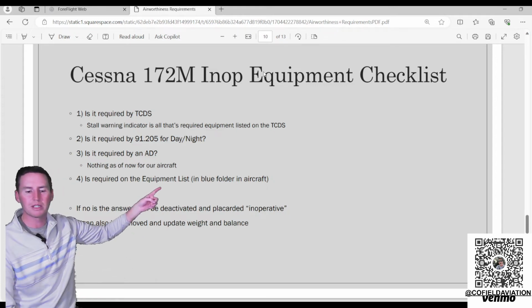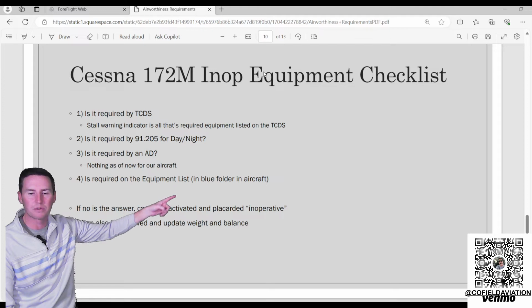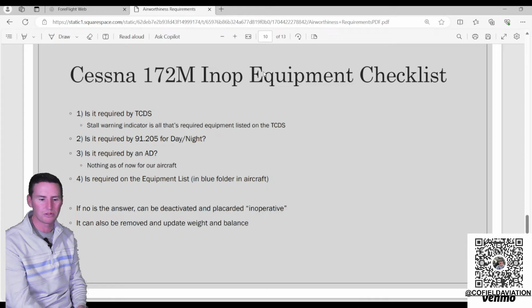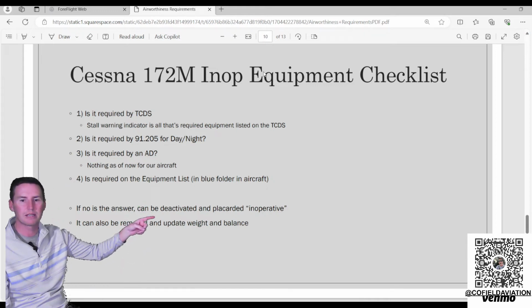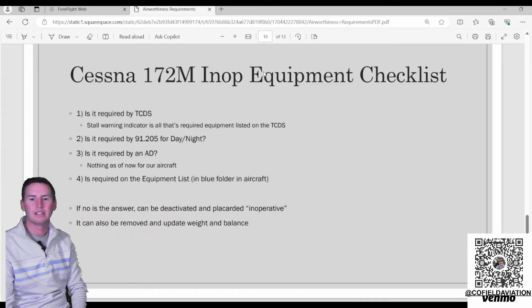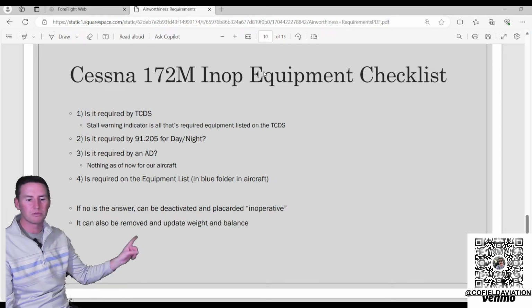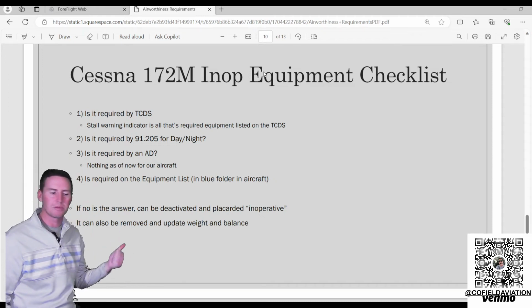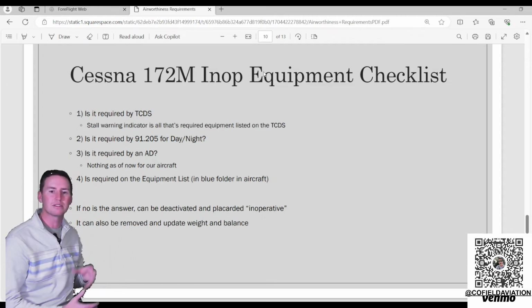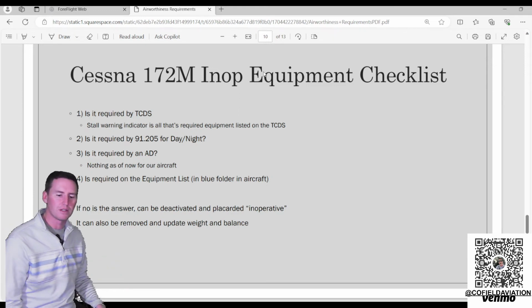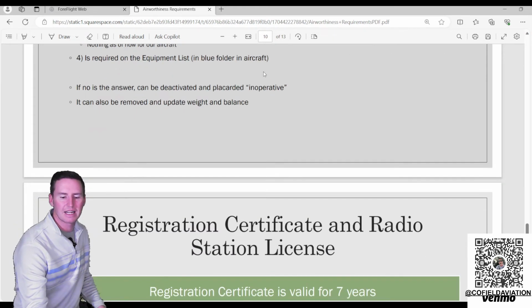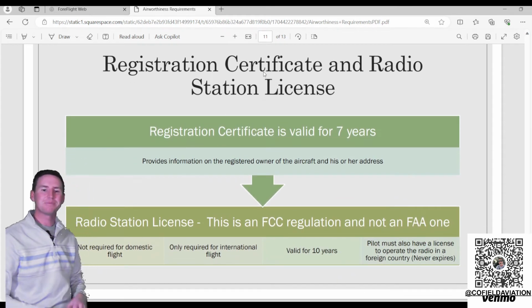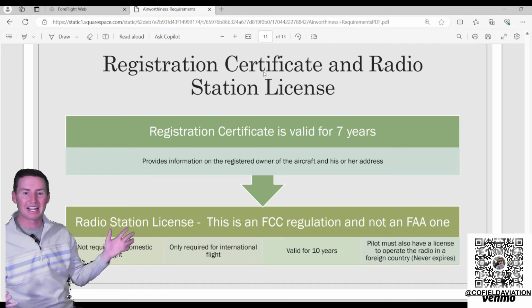Is it required on the equipment list? That is in the blue folder in our aircraft specifically. It's also on the website that I just showed you. If the answer is no, then it can be deactivated and placarded inoperative. It can also be removed, and you would have to update the weight and balance. If you saw that equipment list that had arms and weights, you would just take that off of the weight and balance. So that is 91.213, operating with inoperative equipment. That finishes up the airworthiness requirements.